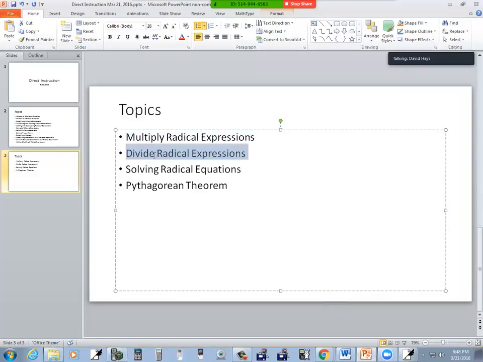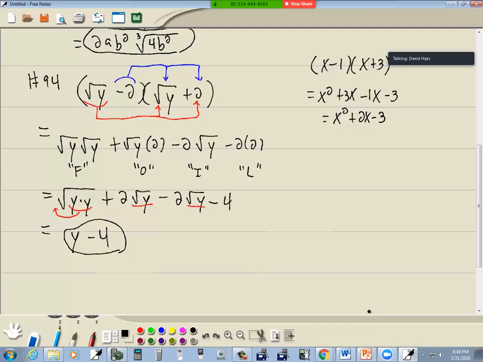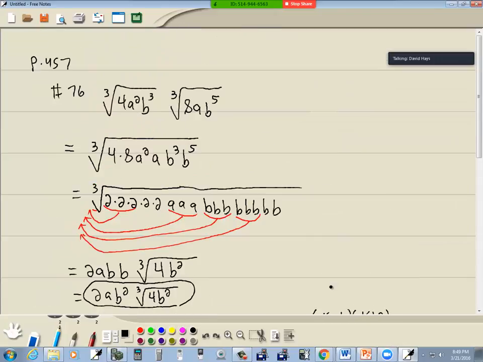Let's talk about dividing radical expressions. And let me clear this off.